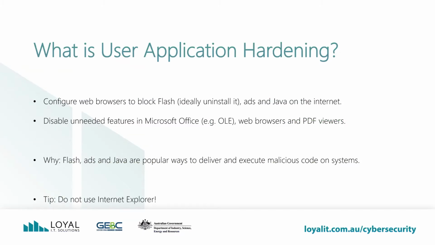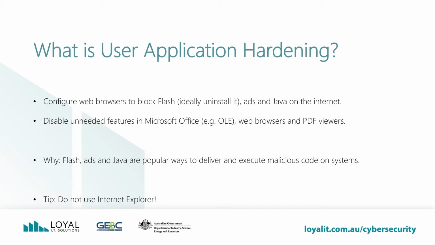User application hardening refers to preventing the running of malware or code that was unintentionally run by turning off unnecessary features in applications. The Essential 8's user application hardening revolves around hardening the web browser and Microsoft Office, as these are applications you will typically use in your day-to-day business, but you may not necessarily need some of these advanced features turned on. The Essential 8 tells us we need to configure web browsers to block Flash, ideally uninstall it, ads, and Java on the internet.